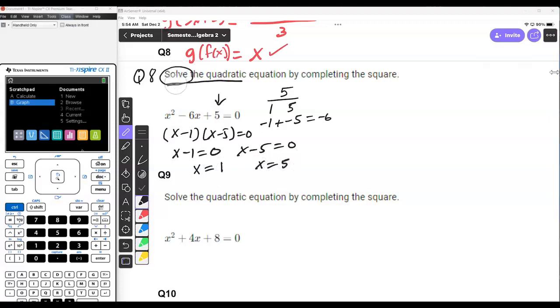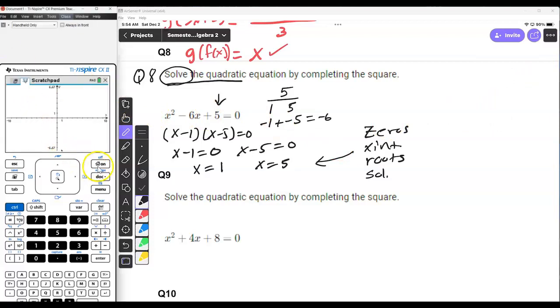Now, what you need to know is that these are called zeros, x-intercepts, roots, and they're also called solutions. Now, if you want to check it, you can actually go to the graph and you have x squared, right?